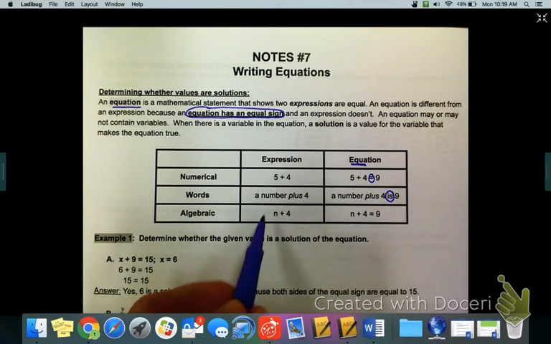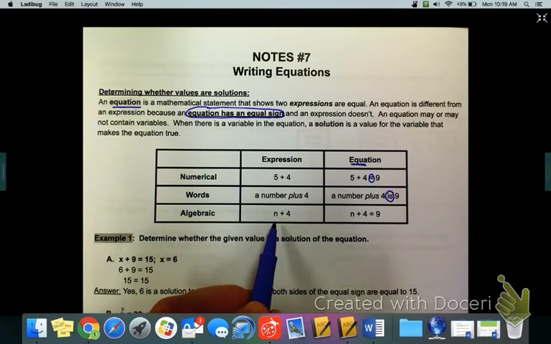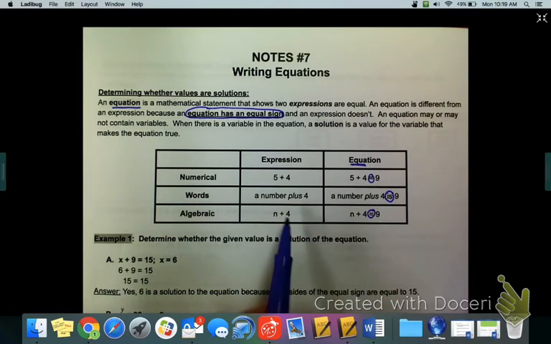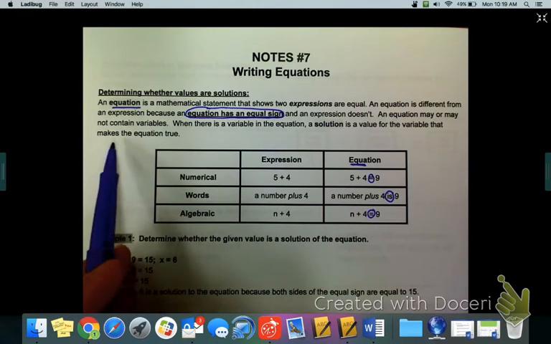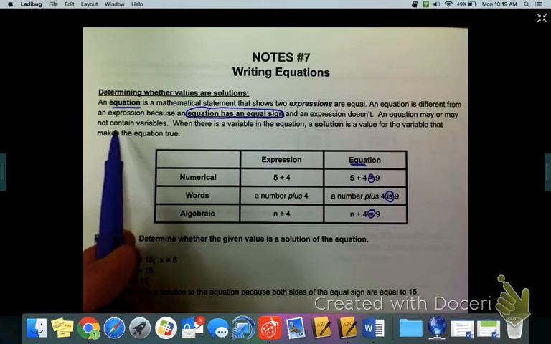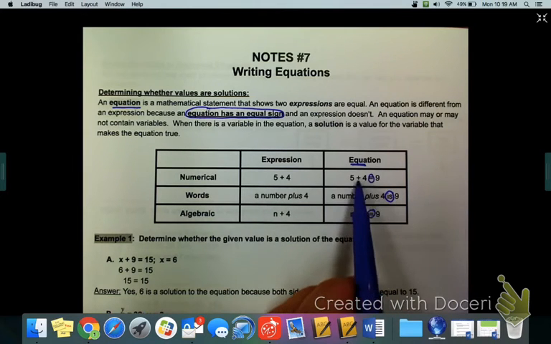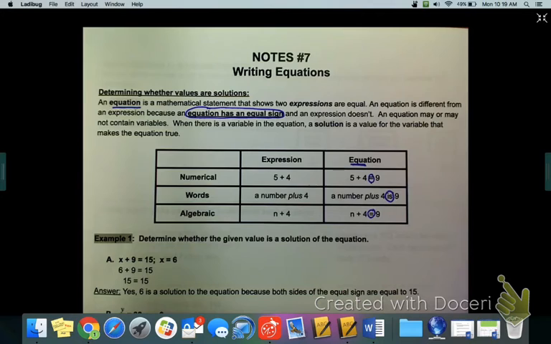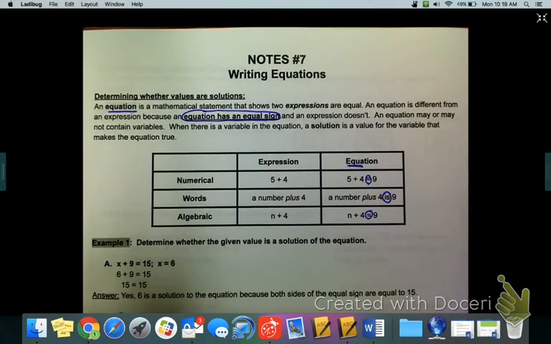In algebra, using algebraic numbers and variables, you would have n plus 4. That's an expression. But an equation would be n plus 4 equals 9. Again, up above it says that an equation may or may not contain variables. So in this particular example, there are no variables. In this particular example, there is a variable. But the key here is they both have equal signs. Equations have equal signs.